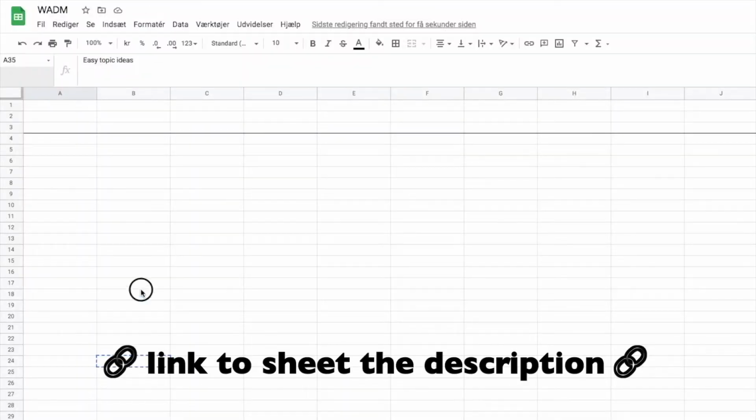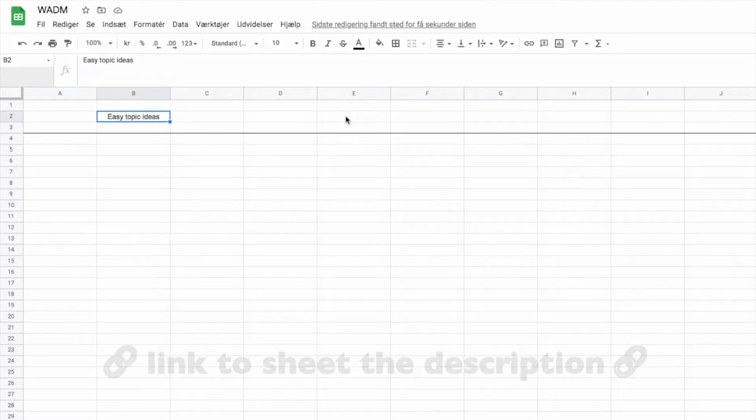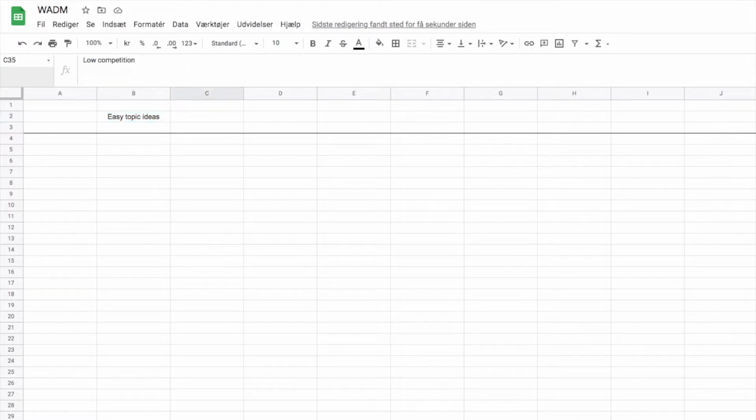In my spreadsheet here, I'm going to add 5 areas that I think are important for niche selection. I think these 5 areas are very important in my experience. You can add more if you like, but getting more than 6 or 7 is too much, I think. So the first one is easy topic ideas, and that is on a scale from 1 to 5. How easy is it to find ideas to write articles about?